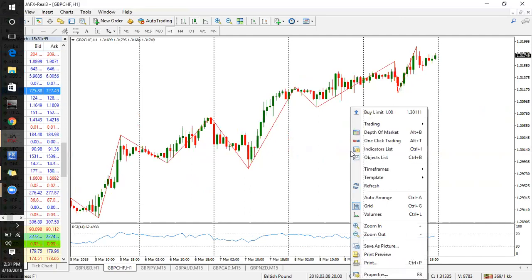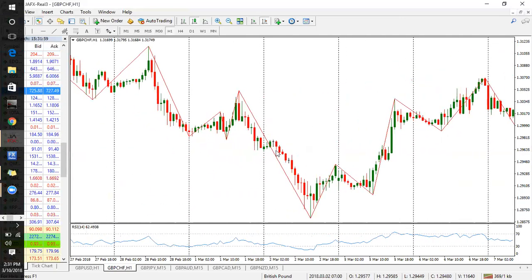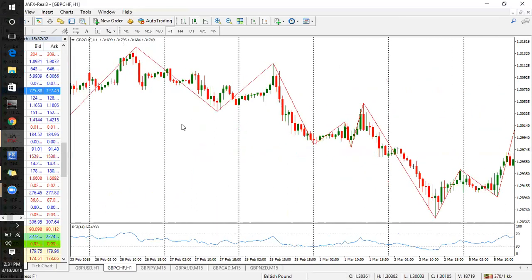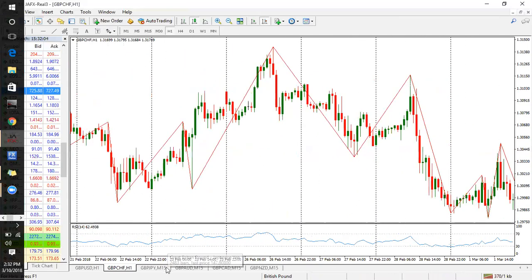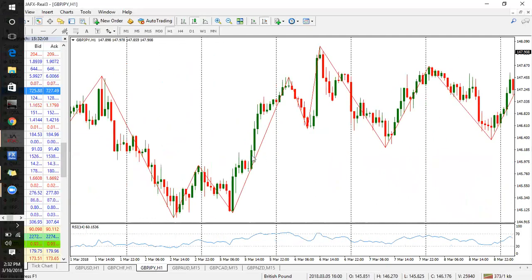There are so many others. It works everywhere. You can just backtest this thing that I'm showing. You see how it came down. That's how it works. Okay, now let's check GBPJPY. Still the same thing. That's how it works.